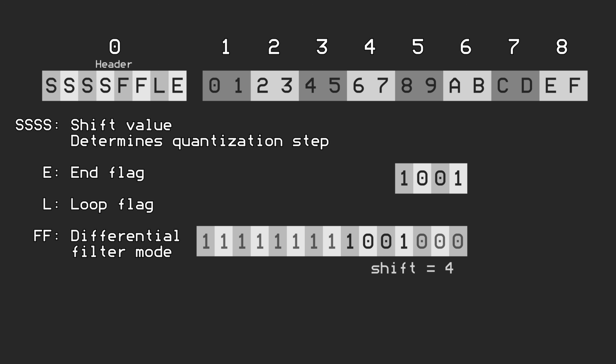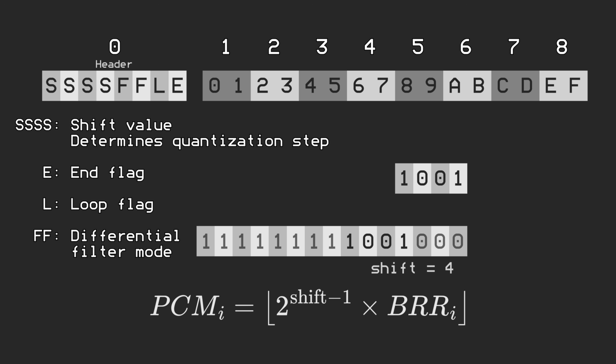This is where that differential coding comes back into play. We can create a formula for the value of the current PCM sample point given the values in the BRR block. The sample point value is equal to 2 to the power of the shift range, minus 1, multiplied by the 4-bit BRR sample point value. And this is all floored to an integer value. This is what filter mode 0 does. It behaves as if there were no filter in place at all. Each sample point is strictly what is found in the BRR sample, shifted by that range value.